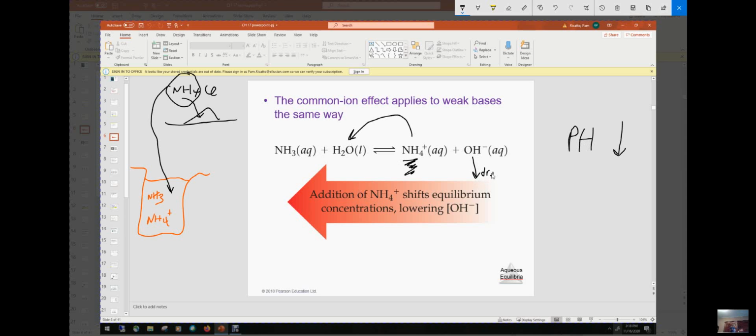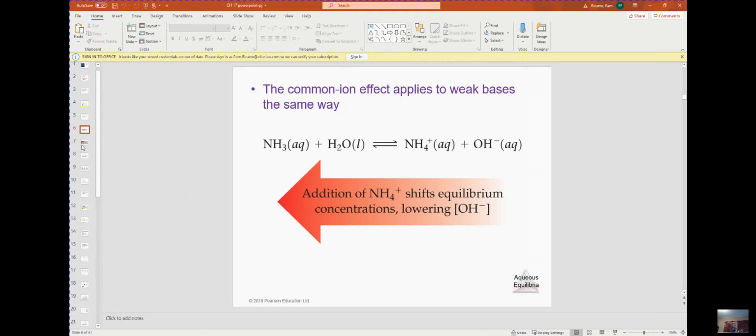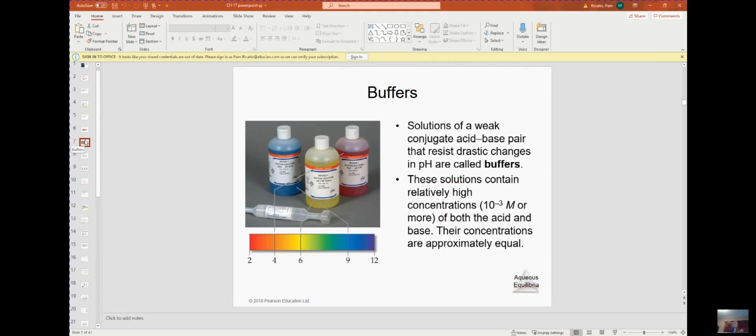right? So pOH would be bigger, so pH would be smaller. So addition of ammonium ion shifts the equilibrium and lowers the hydroxide ion concentration.